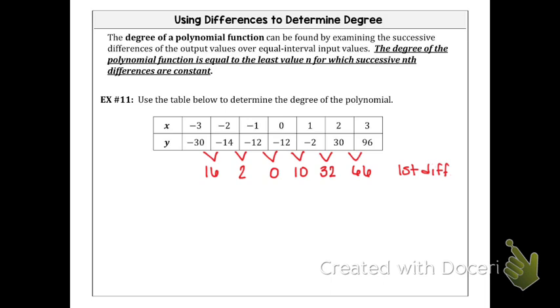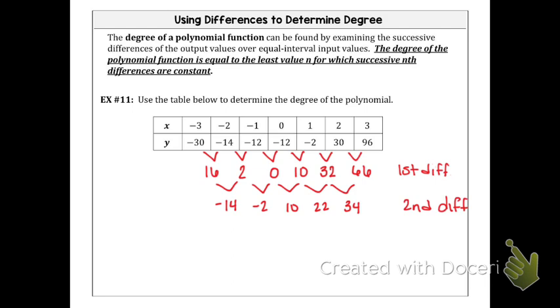Then let's do our second differences. So we're going to go through here and we're going to do the differences of the differences. And that's going to give us our second differences. That'll tell us if this is quadratic. So 16 to 2, we would subtract 14. 2 to 0, subtract 2. 0 to 10, we would add 10. 10 to 32, we would add 22. And 32 to 66, we would add 34. So this one is not quadratic. Its second differences are not constant.